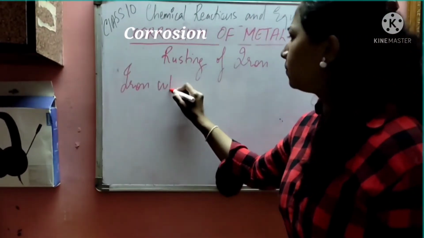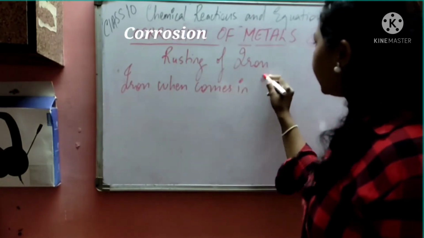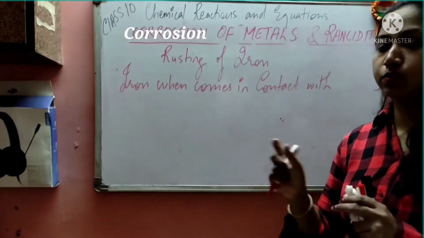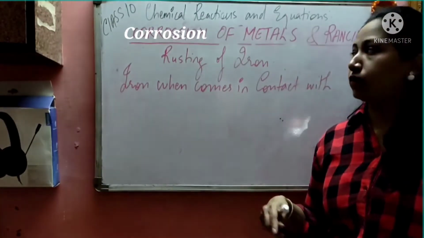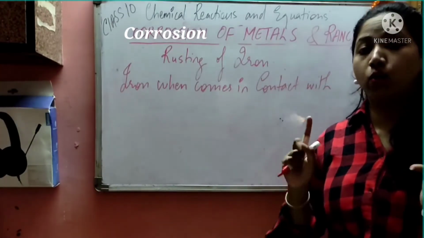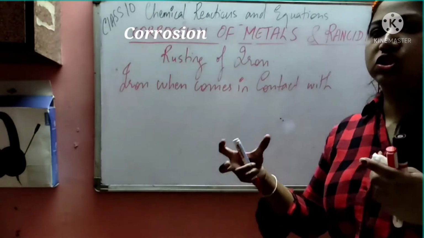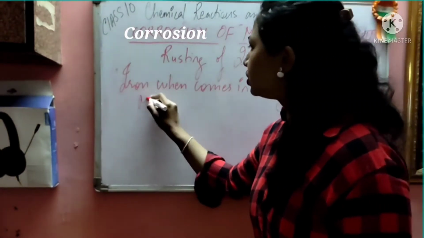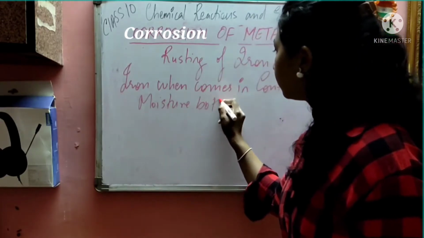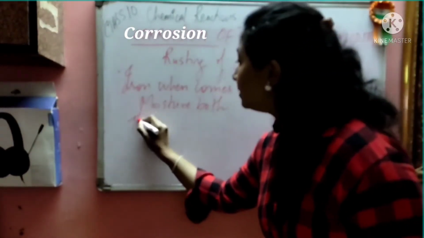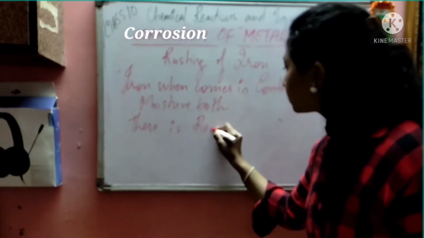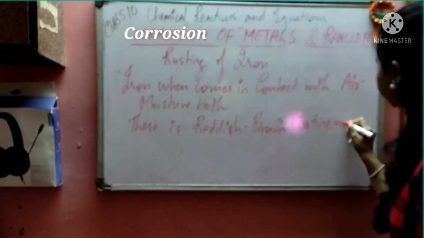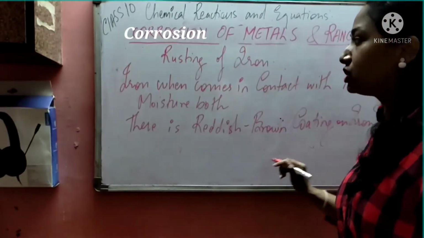But iron, when it comes in contact with air and moisture both. You need to mention both, because without both, the rusting of iron is not going to take place. The rusting of iron only takes place when air and moisture combine; air and moisture are needed basically for rusting of iron. So when iron comes in contact with air and moisture both, what happens? There is a reddish brown coating on iron.